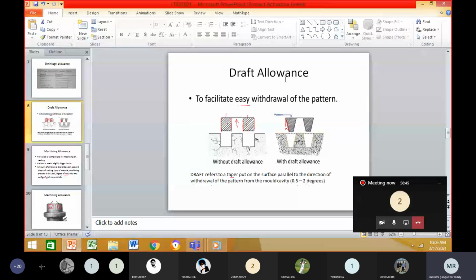How I am providing the draft allowance means a slight taper with respect to this surface. I am keeping this surface beveled at an angle of 0.5 to 2 degrees. This vertical surface here, if you observe, earlier it was straight, but now I made it an angle, sloping downwards, at 0.5 to 2 degrees. That is draft allowance or taper allowance.